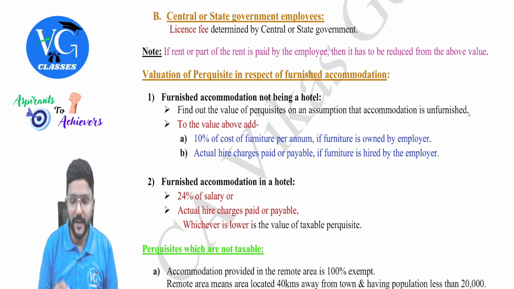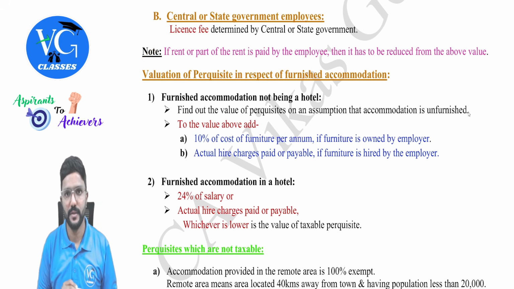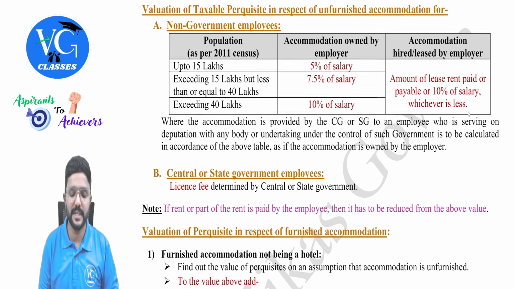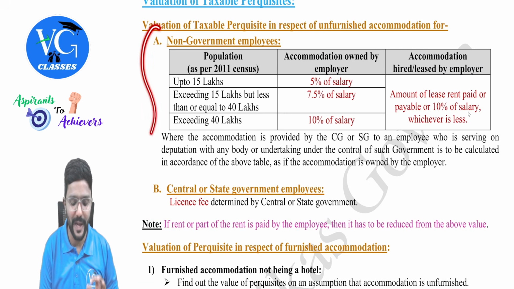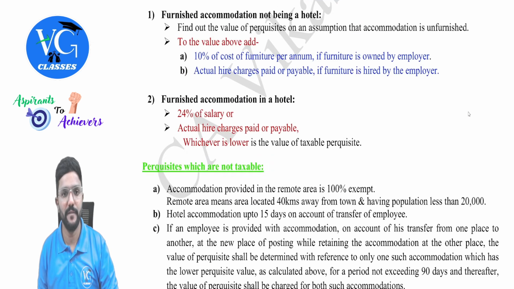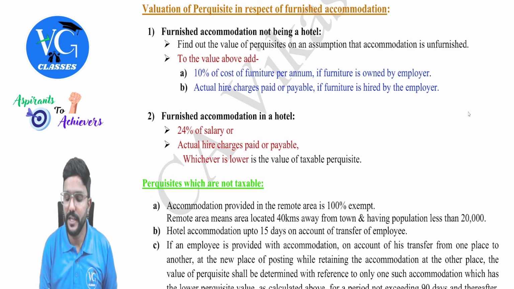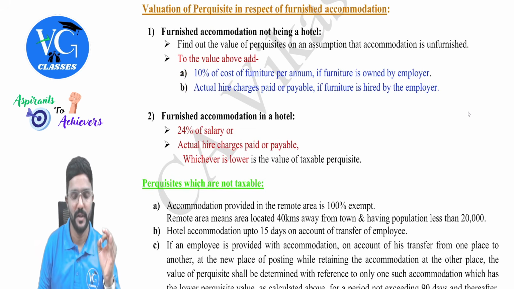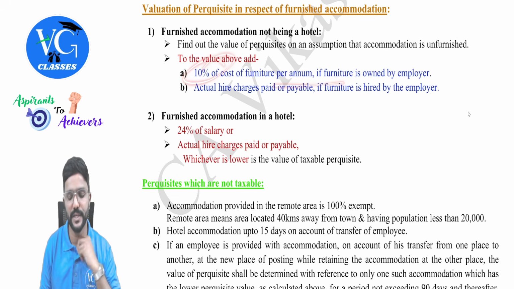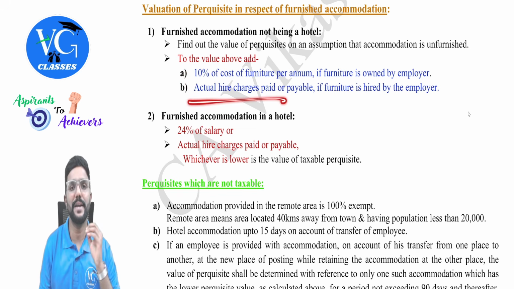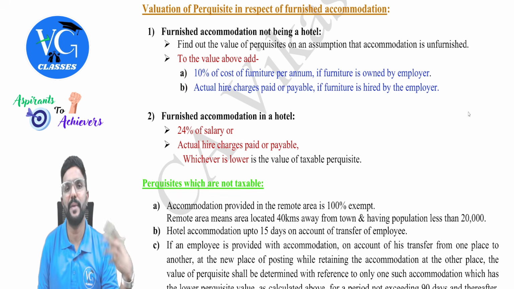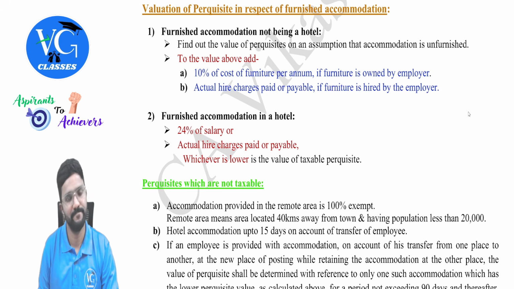Sir, what if the accommodation is furnished? If the accommodation is furnished, first calculate the value as if it is unfurnished, and to the above value, we need to add: if the furniture is owned by employer, take 10% of cost of furniture, and 10% is per annum. Then if the furniture is hired by employer, then take whatever is the actual hire charges or rent paid by employer for furniture.